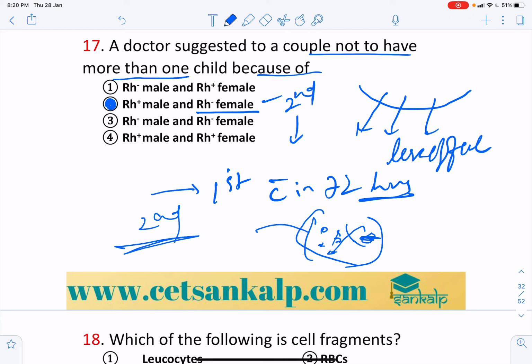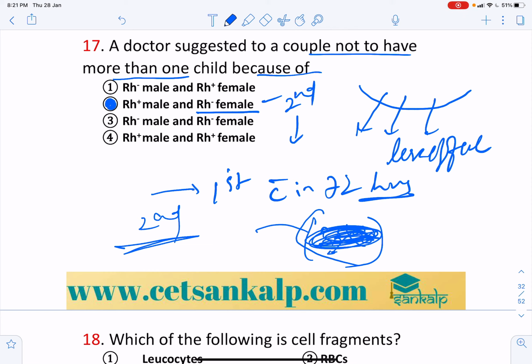As soon as the injection is given, it stops the reaction that has started after the first child. That is what ROGAM is, Rh gamma globulin. In this case, to prevent the death of the second child, they give the injection within 72 hours after the first childbirth.